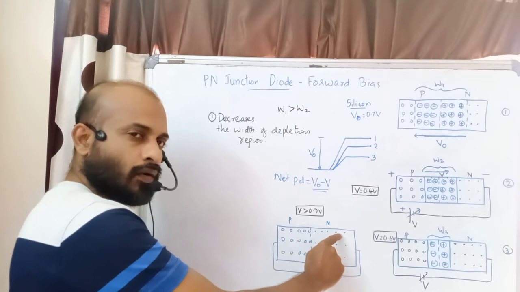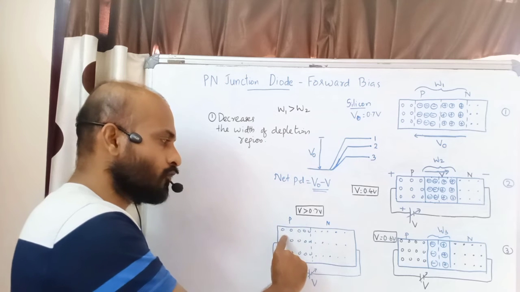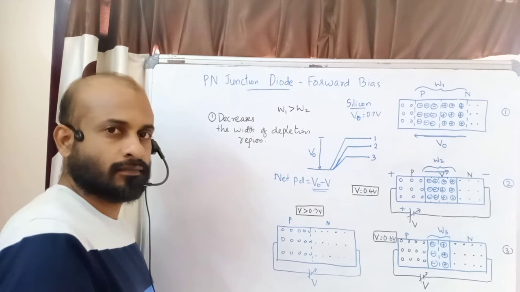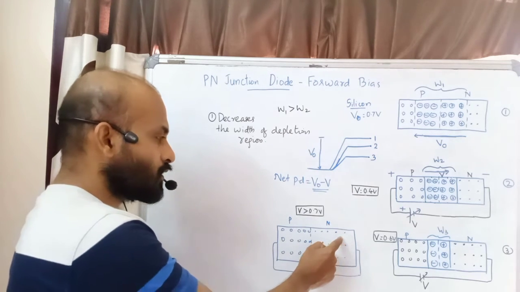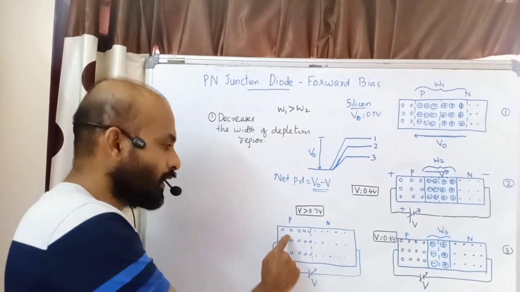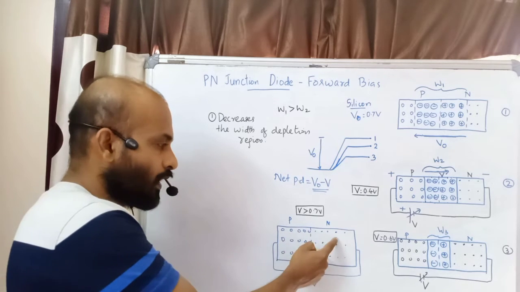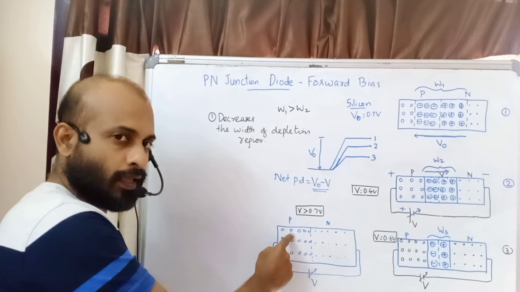Many holes can also cross the junction. Many electrons move from the n side to the p side, and many holes move from the p side to the n side. When electrons come from the n side to the p side, they are the minority carriers, because in the p side we have majority holes. When electrons come to this side, they are minority here.